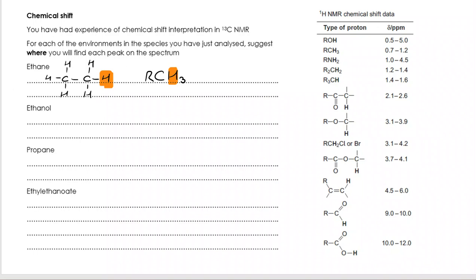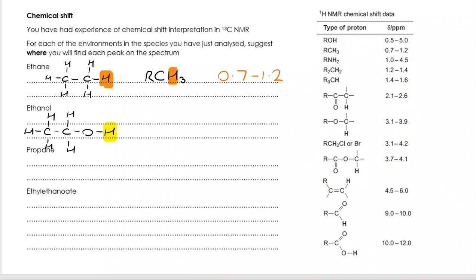So this is RCH3. And what that means is that we will get one peak on ethane, and it will be somewhere between 0.7 and 1.2. Let's move on now to ethanol.